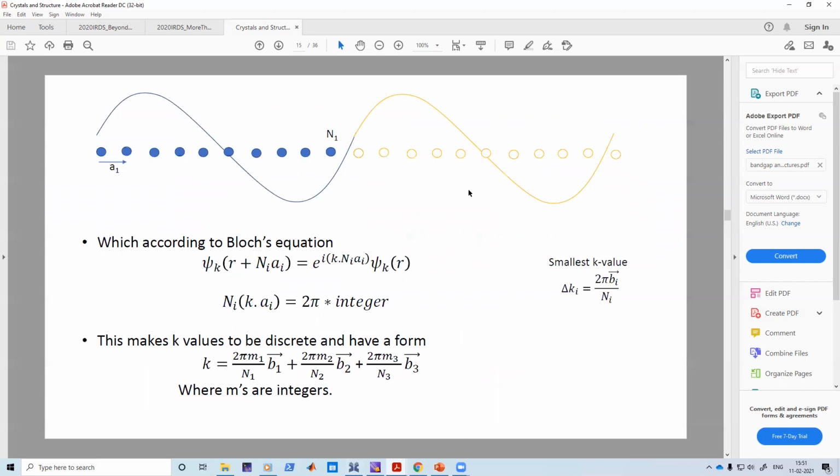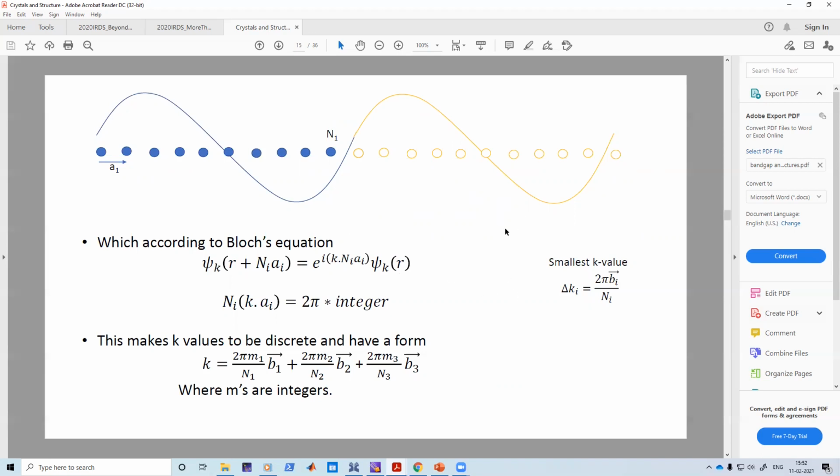A simple way to remember this is, in a crystal, why does this discreteness come? If you think about it, in the crystal, the smallest k value means the largest wavelength, right? So the largest wavelength should at least start at the beginning of the crystal and end at the end of the crystal, right? If it does not end, that means there will be some reflection of this particular wave. It is to satisfy this that you have a finite crystal in real space.